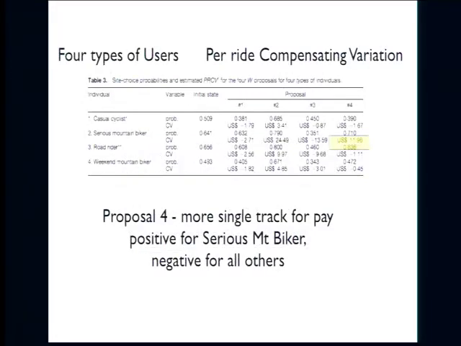And this is sort of a complicated table. I'm just going to say people are doing a lot of different statistical analysis. There's a lot of little tables out there. I'll just go for the last one, proposal 4. An access fee to get more single track.